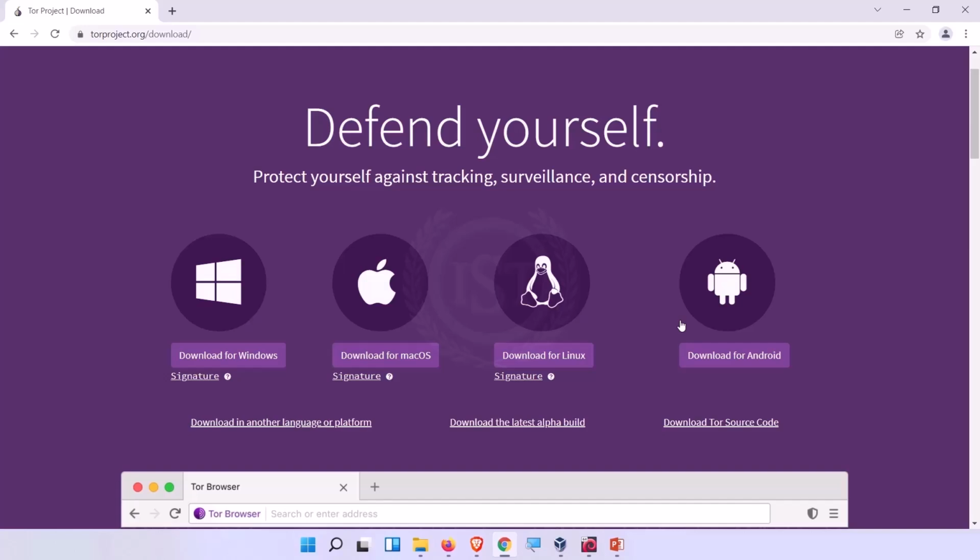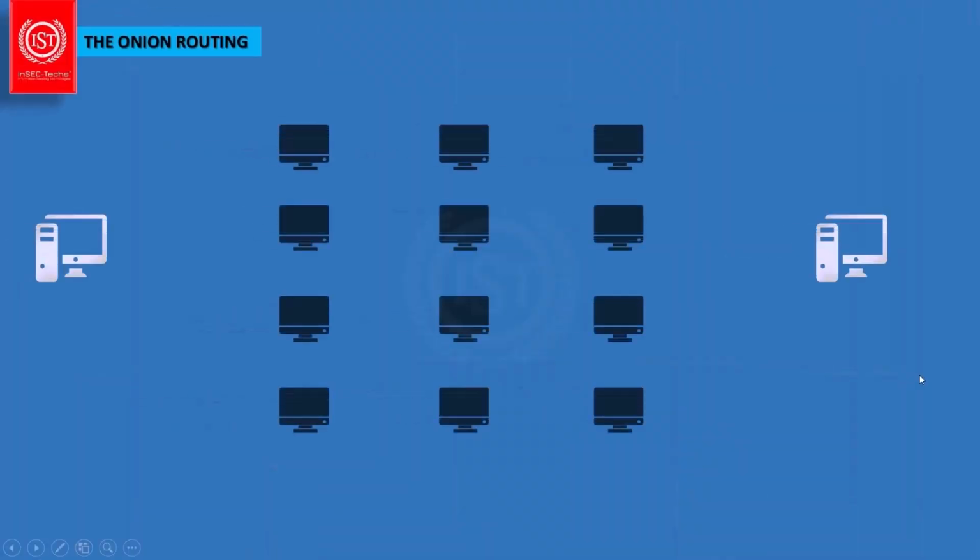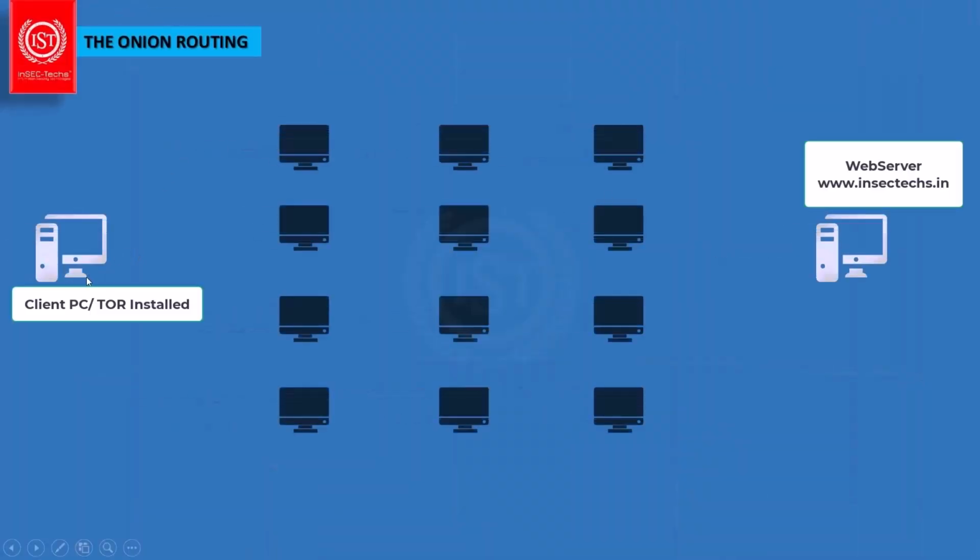Allow me to move to the presentation section. As you can see over here, this is a client machine and this is a remote server, www.insectechs.in, and on the client PC you have the TOR browser up and running. Now you want to access this website, which is a blocked website, or you don't want this web server to trace you back. To achieve this anonymity, you are using the TOR browser.